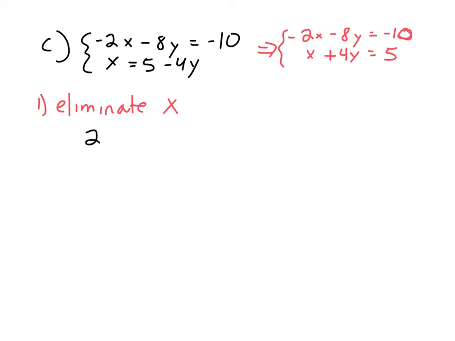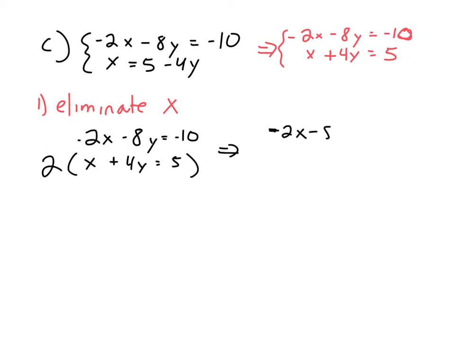So on top, I'm not changing the top at all. Okay, but I'm going to take what's on bottom, and I'm going to multiply everything by positive 2. So the top is not changing. In the bottom, this becomes 2x. 4 times 2 is 8, so plus 8y. And 5 times 2 is 10.